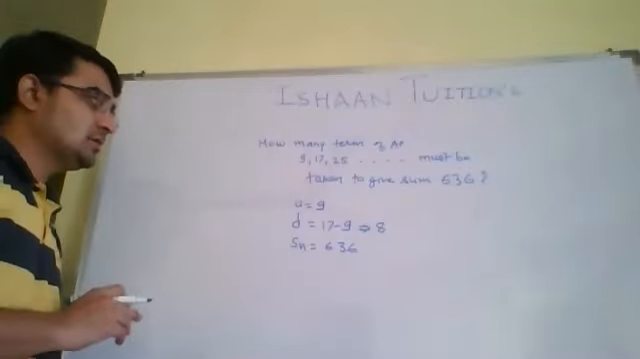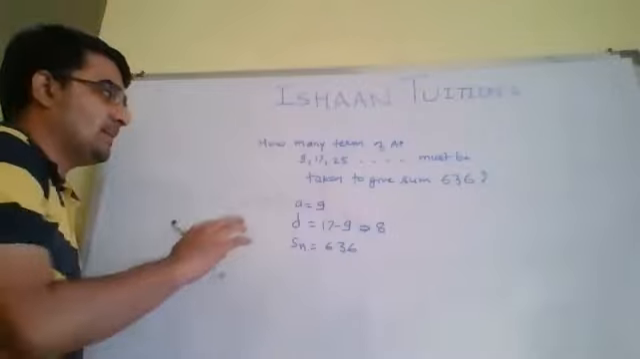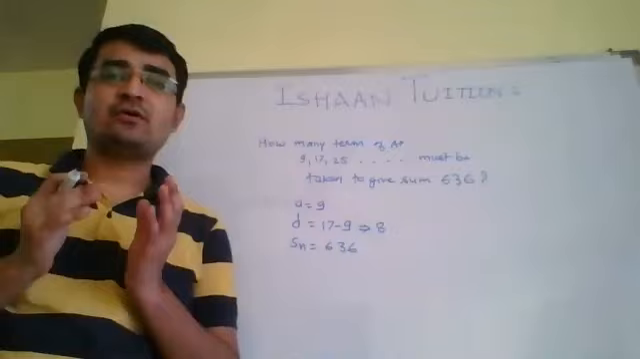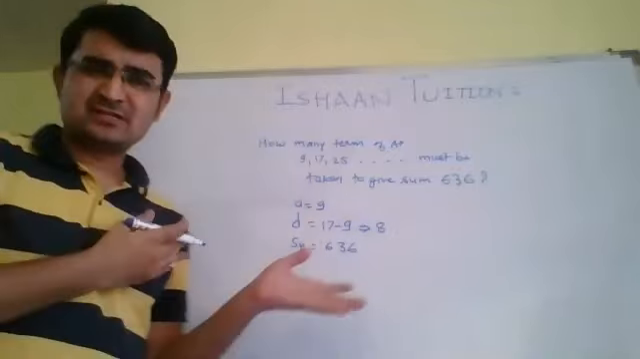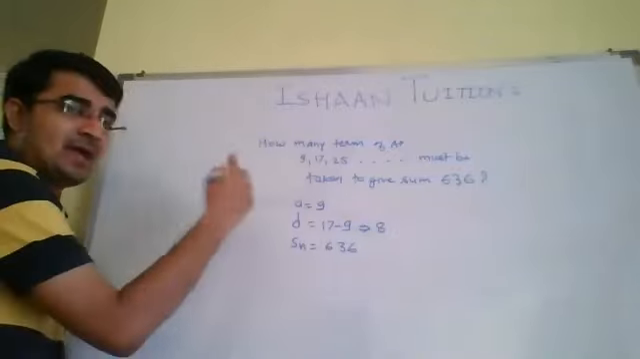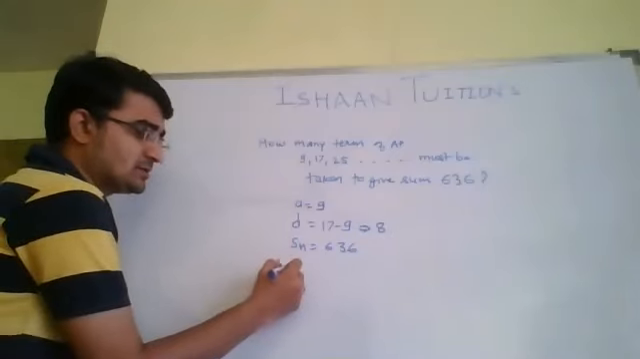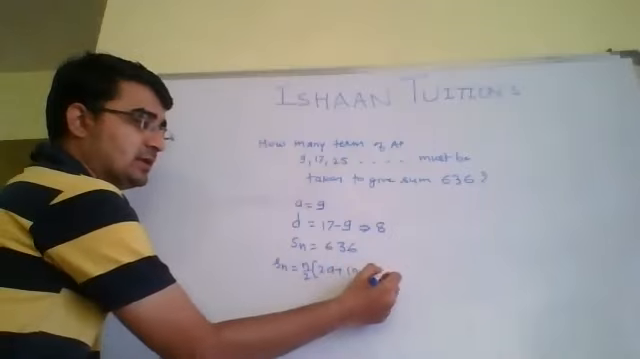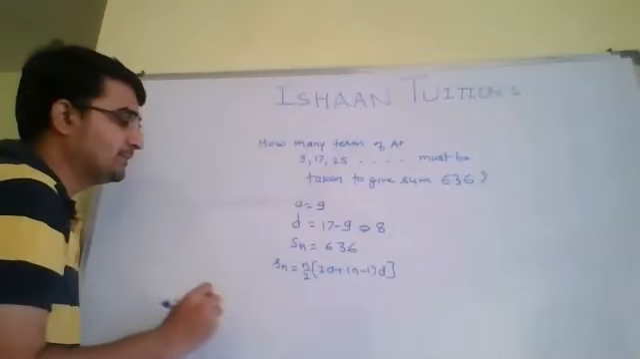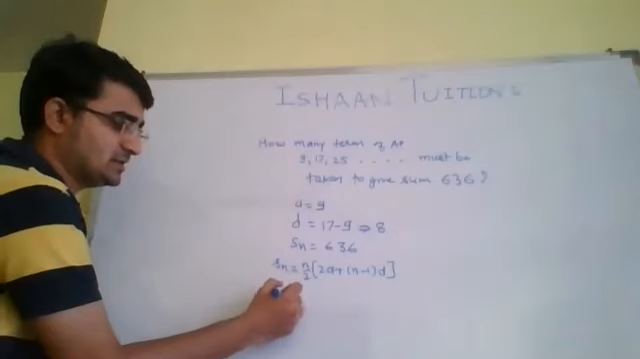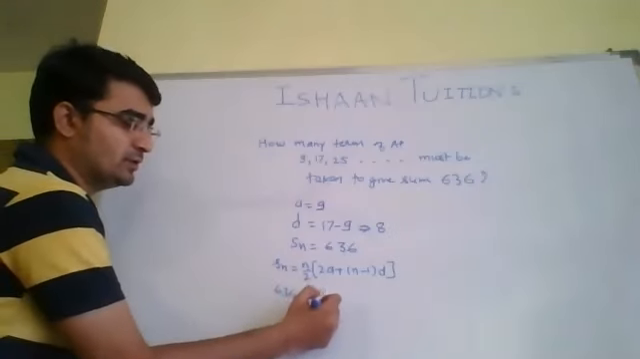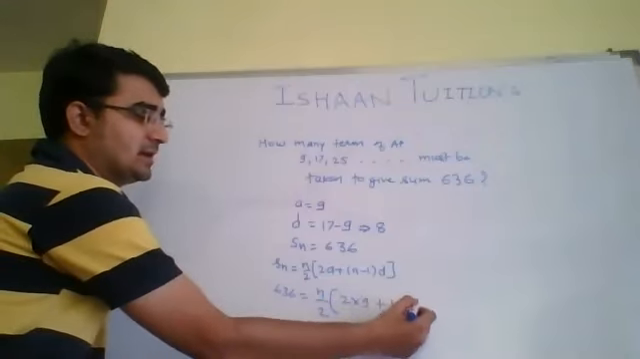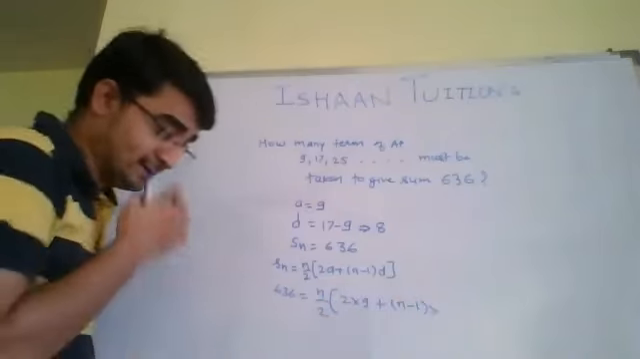Now what do we need to find over here? We need to find how many terms of the AP there are, so we need to find n, the number of terms. So let's use the first formula of Sn. Sn is equal to n by 2 into 2a plus n minus 1 into d. The value of Sn is 636, which is equal to n by 2. We don't know n. 2a, 2 into 9, plus n minus 1 into d. Common difference is 8.